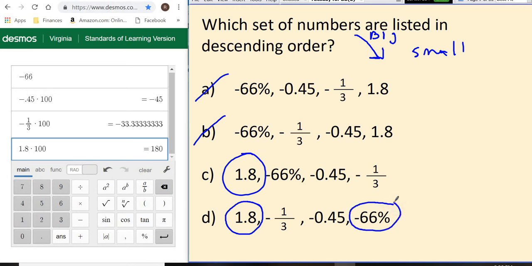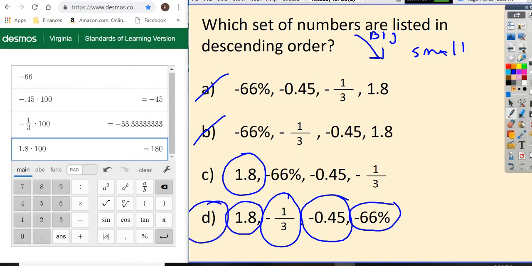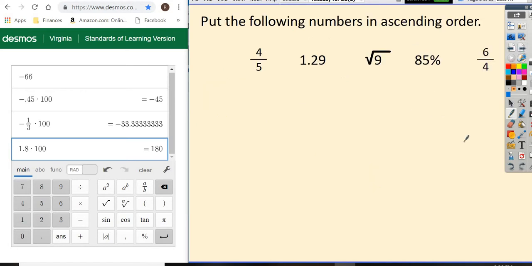So I'm going to go ahead and check the others. Okay, so 180% is the biggest. The next one is negative 33.3%, which is here. The next one is negative 45%, and then the smallest is negative 66%. So D is your answer. Again, if you just use your calculator, you can use process of elimination from there.